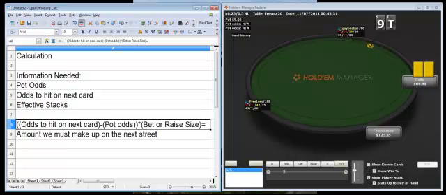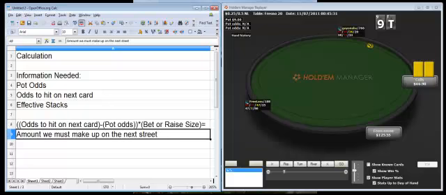So the calculation is pretty simple. I know it looks kind of complicated, but the way it goes is odds to hit on the next card minus pot odds. You take the sum of those two numbers and then you multiply it by the bet or raise amount. So if your opponent's raised, it's the amount that you have to call. If they bet, it's the amount you have to call. And that equals the amount we must make up on the next street or on later streets.